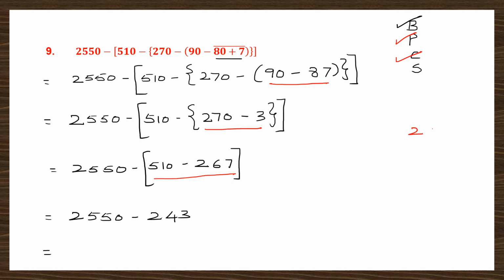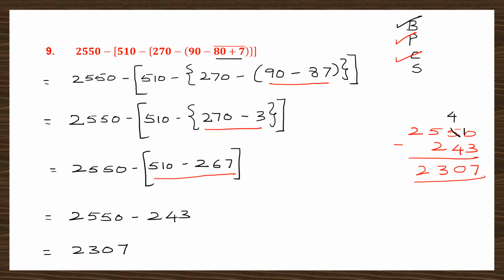Now I have to minus these two numbers. That is 2550 minus 243. So let's subtract this. Now we need to borrow. So this becomes 4 and this is 10. 10 minus 3 is 7. 4 minus 4 is 0. 5 minus 2 is 3. And then we have 2 here. So we have 2307, which is our final answer.